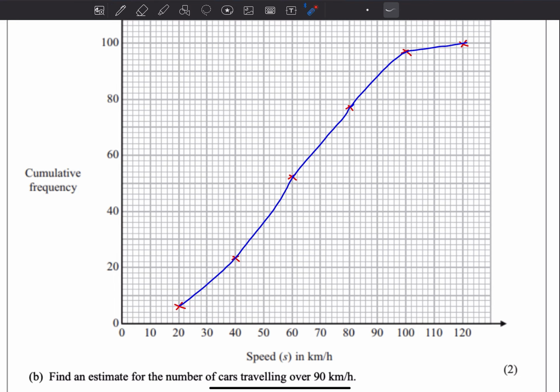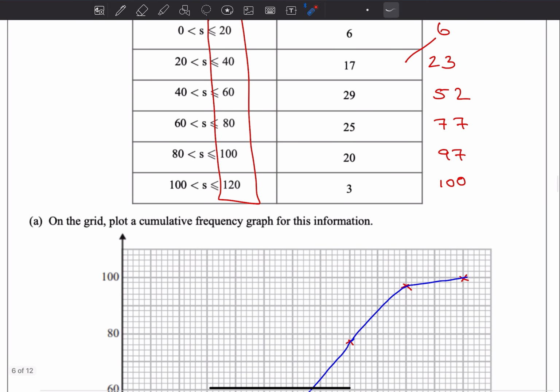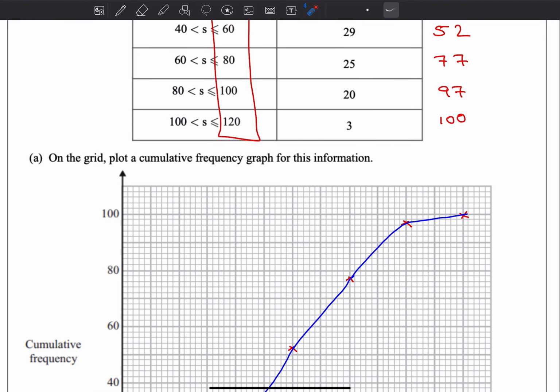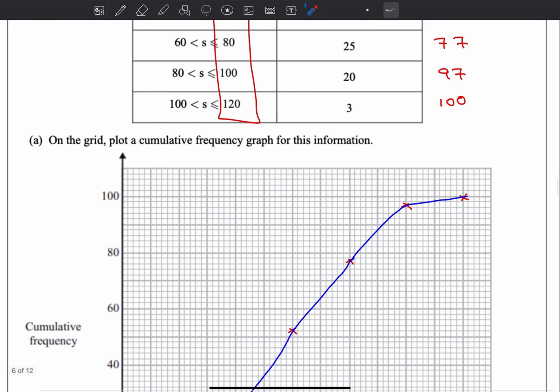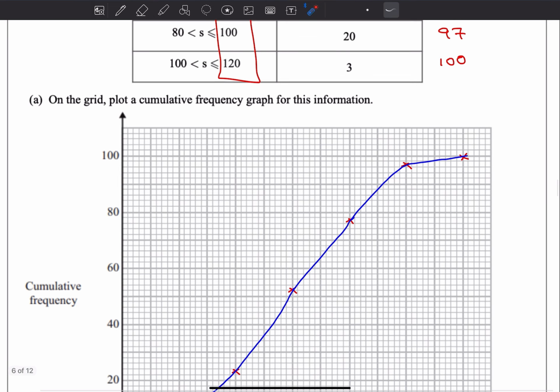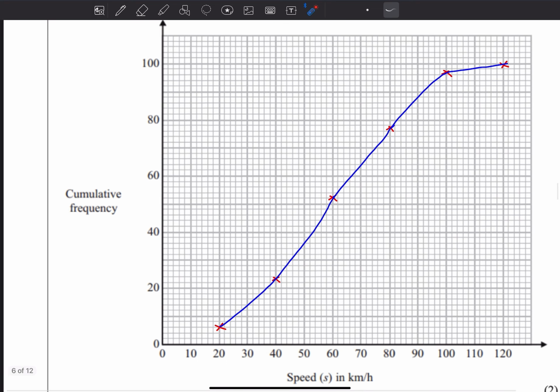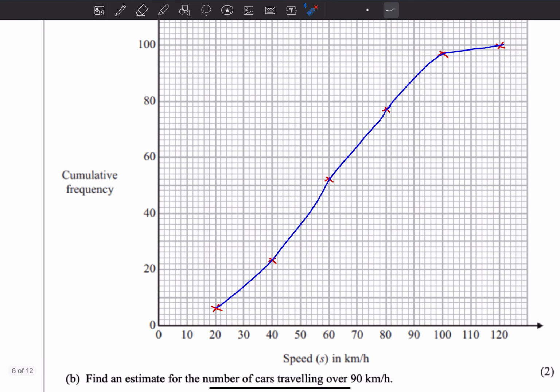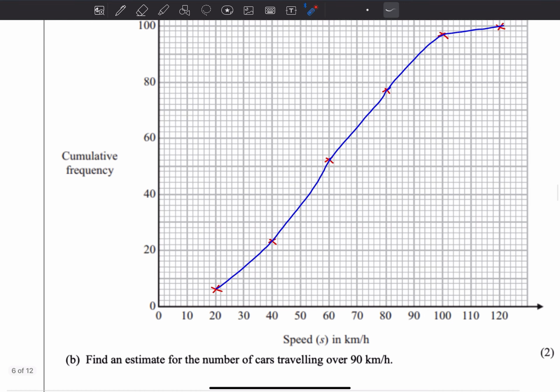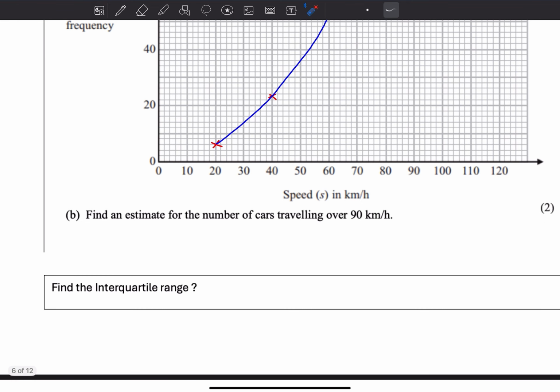Now, am I allowed to join them like this? No. Okay, that's it. Always check your work, always, just in case. 52, 23 and 6. Looks okay.